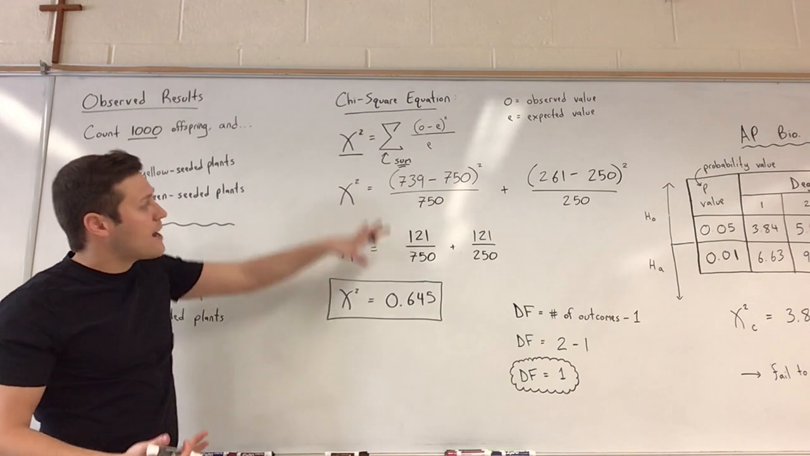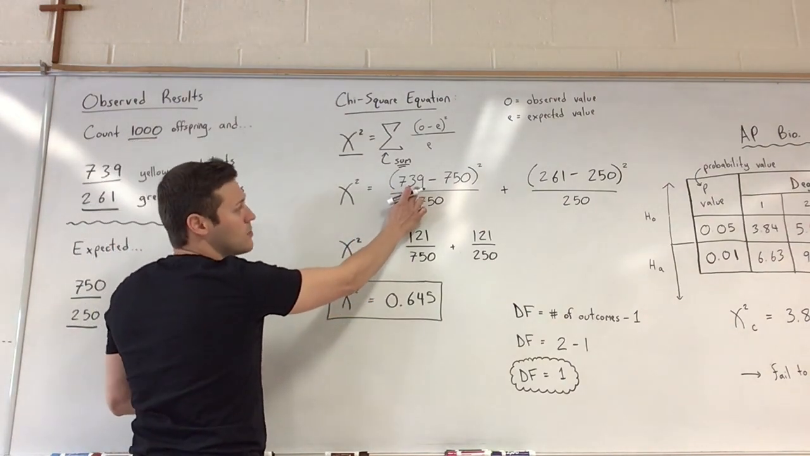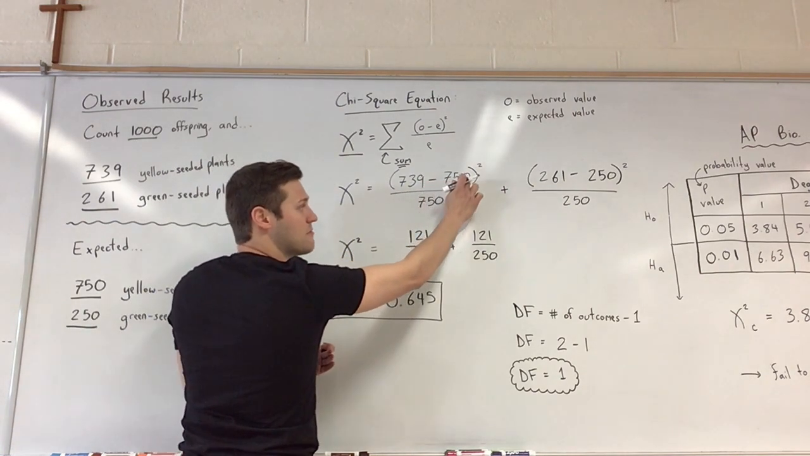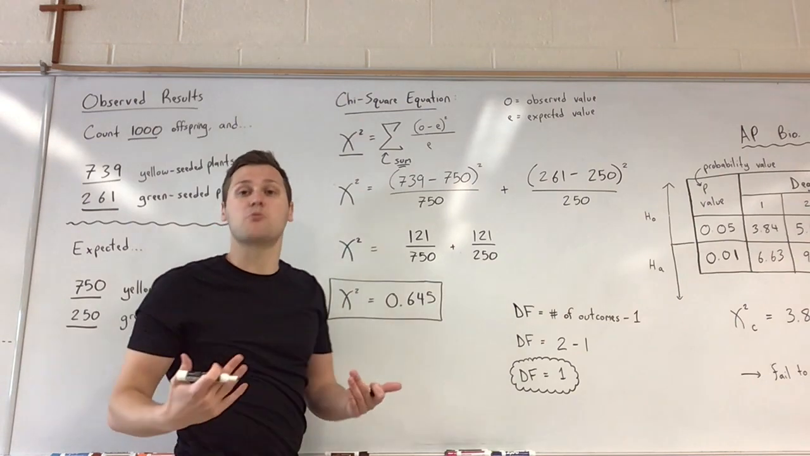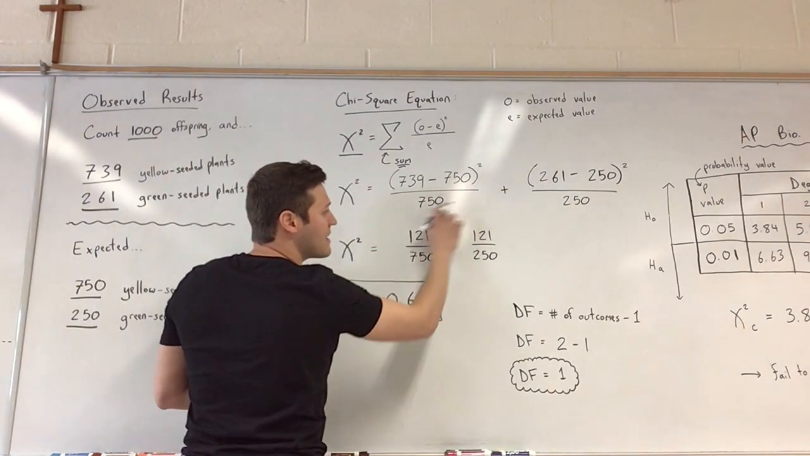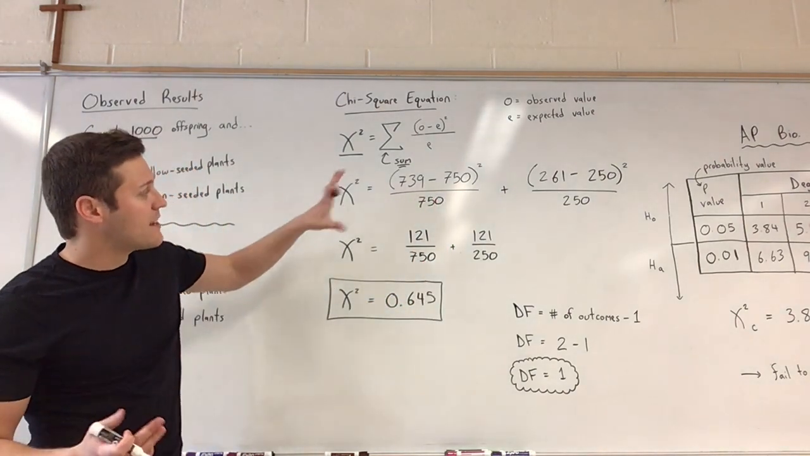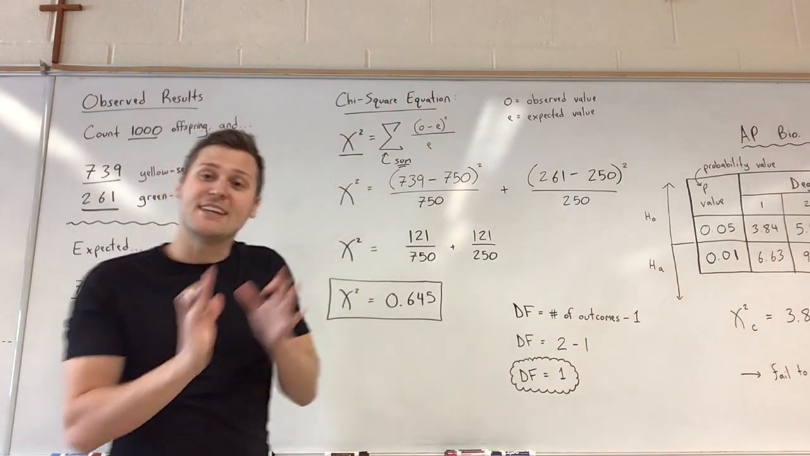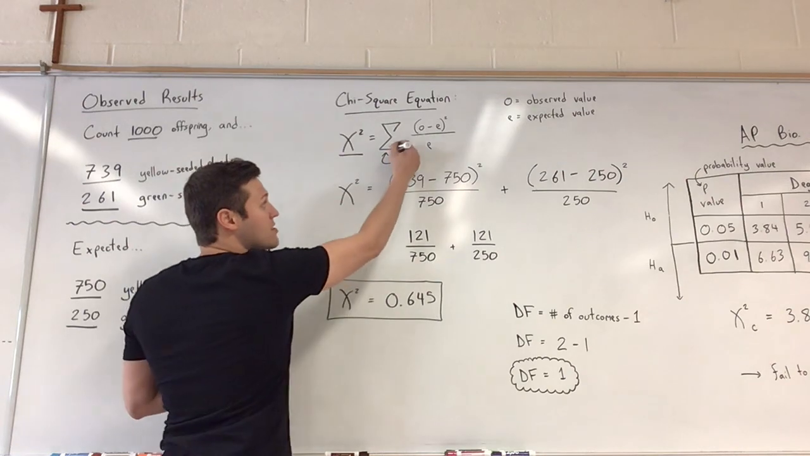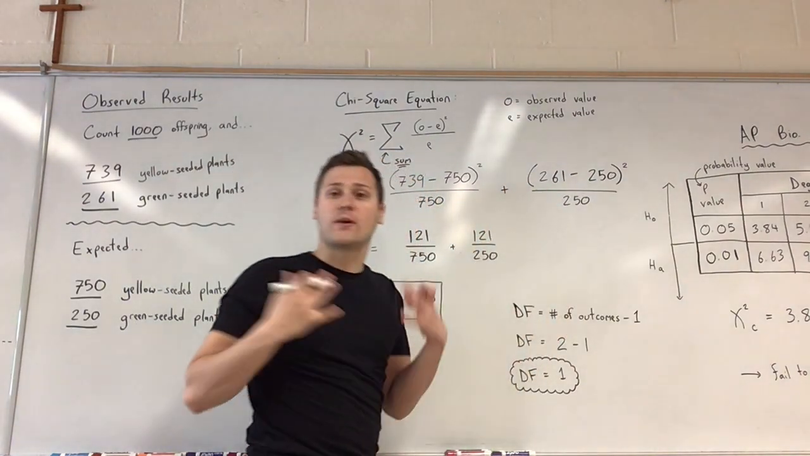So if we did this out, we would say 739 yellow seeds were our observed amount of yellow seeds, minus 750, which were our expected number of yellow seeded plants, square that, and then divide it by 750, which is our expected. So hopefully all of you can see that, but we're not done. We did yellow seeds, but we also have green seeds, right? So that's where the sum comes in. So we add this whole equation again, but now for green seeds.